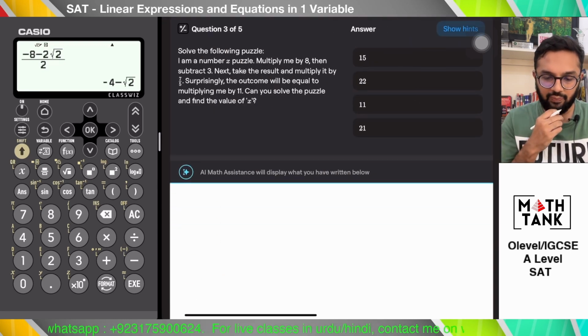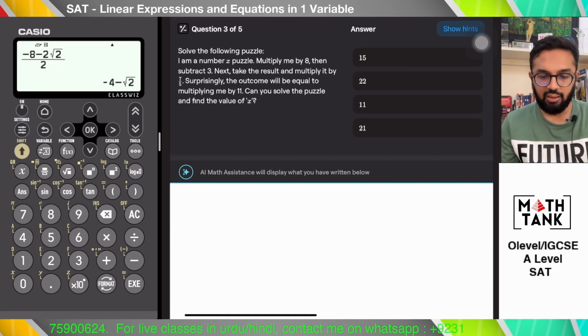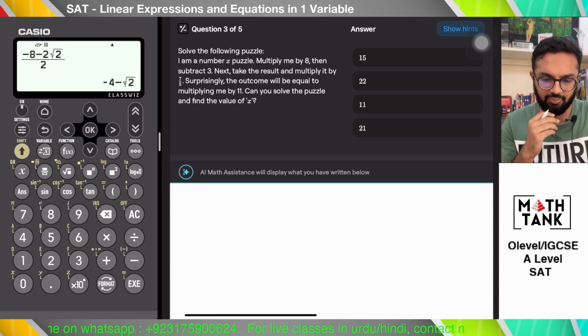Question number 3, solve the following puzzle. I am a number x. Puzzle, multiply me by 8, then subtract 3.